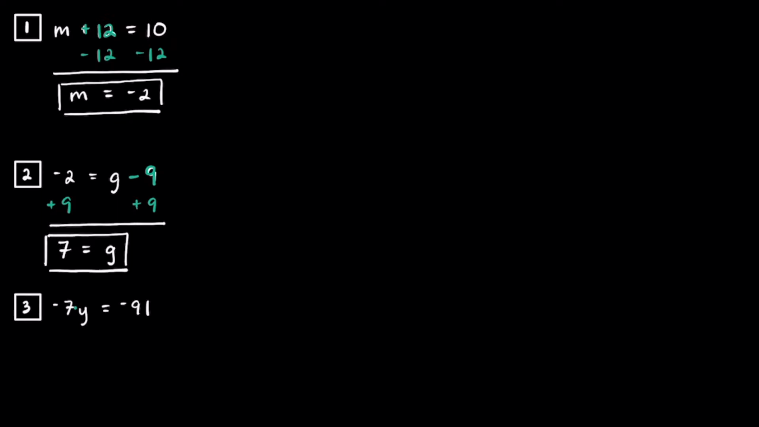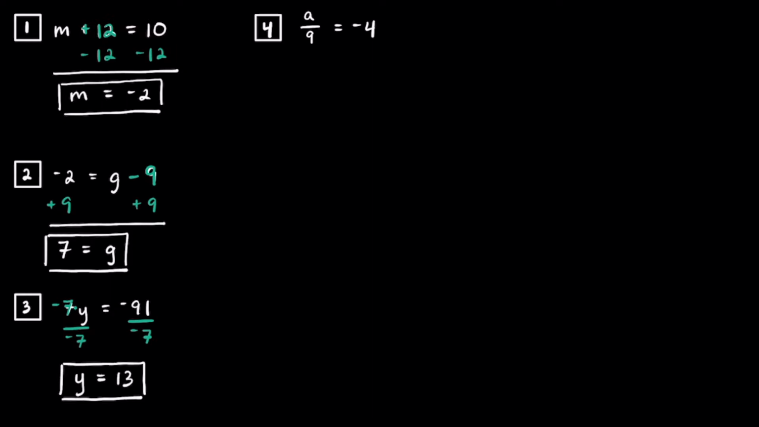For number 3, we have the equation negative 7 times y is equal to negative 91. So again, there's a multiplication here. So we have this negative 7 multiplied by the y. So to undo that, or use the inverse operation, we're going to divide both sides by negative 7. On the left side, negative 7 divided by negative 7 is going to be positive 1, or 1y. I'm just going to write y. And on the right side, negative 91 divided by negative 7 is going to equal positive 13, since a negative divided by a negative is a positive. There's our solution.